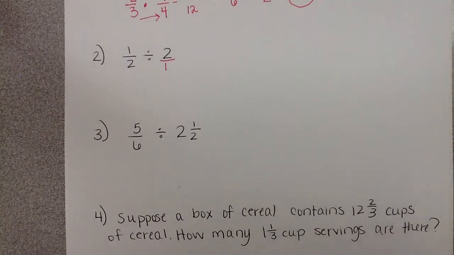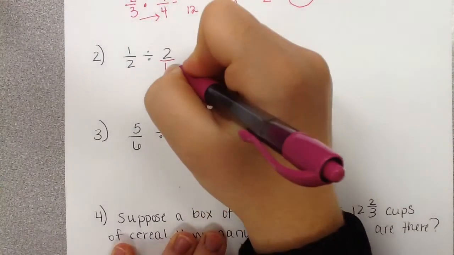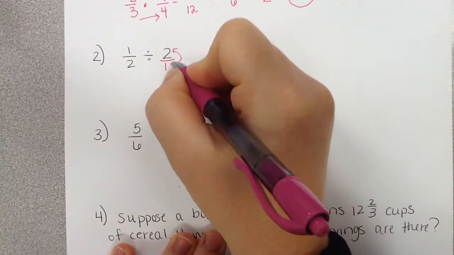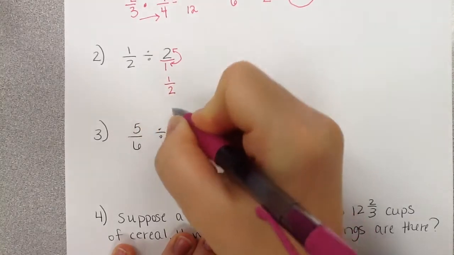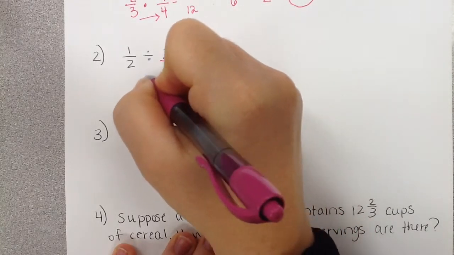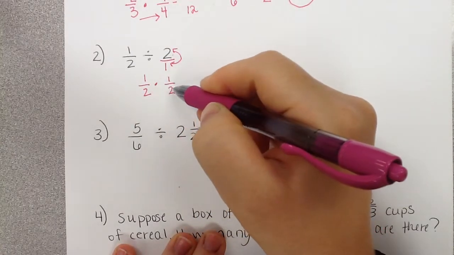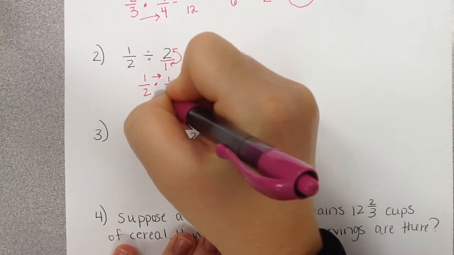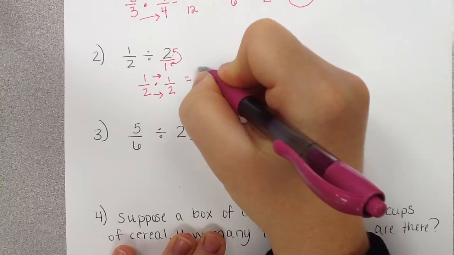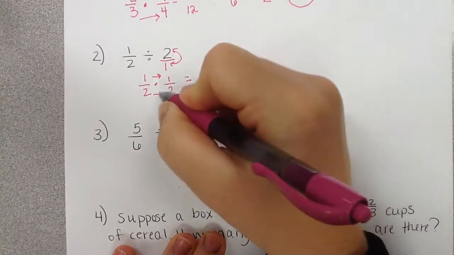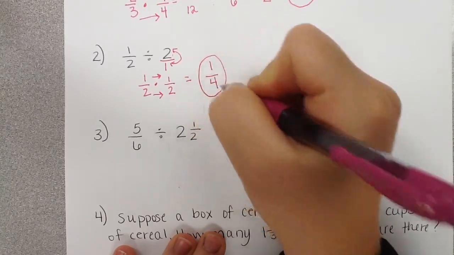Let's see how you did. Dividing fractions is as easy as pi. Flip the second. When you flip the second, what do you get? 1/2. And then what? Multiply. Flip the second, find the reciprocal, and multiply. So straight across the top, straight across the bottom. What do you get on top? 1 times 1 is 1. 2 times 2 is 4. Nice job.